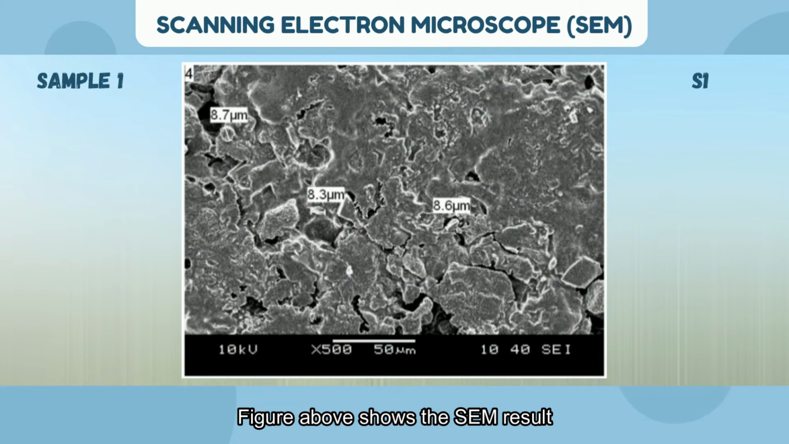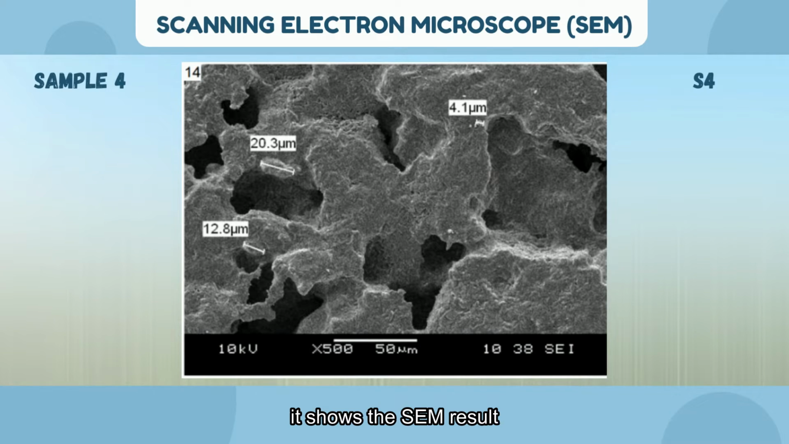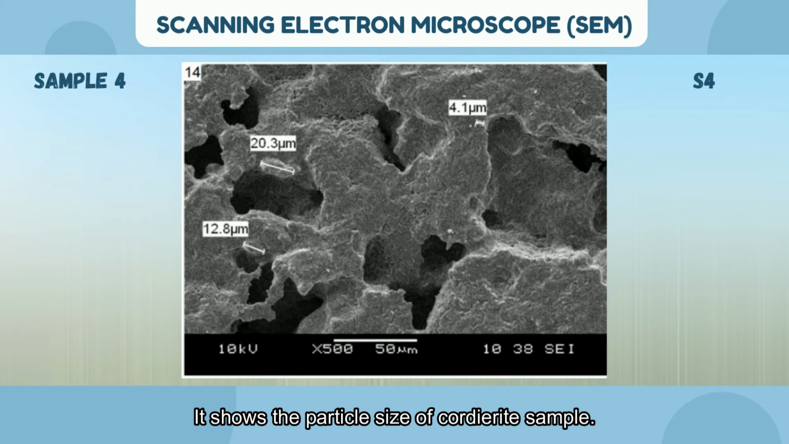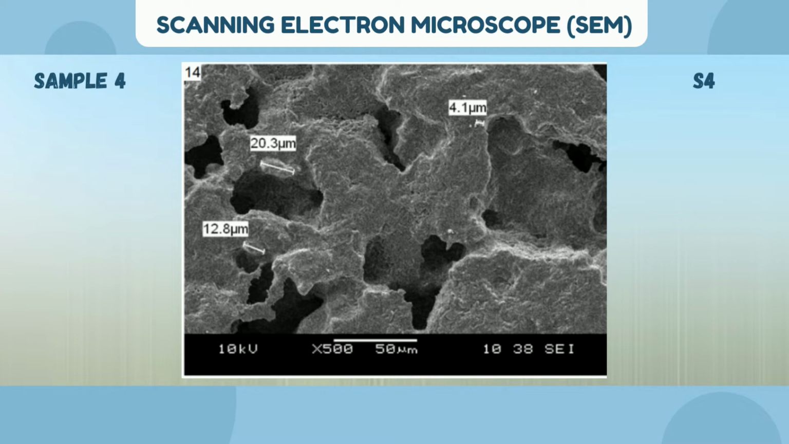The above shows the SEM result on S1 with 0% of sludge. It shows the particle size of the cordierite sample. The particle size is smaller and differs from each other. As for the next figure, it shows the SEM result on sample S4 with 95% of sludge. It shows the particle size of the cordierite sample. The particle size of sample S4 is larger and differs from each other.